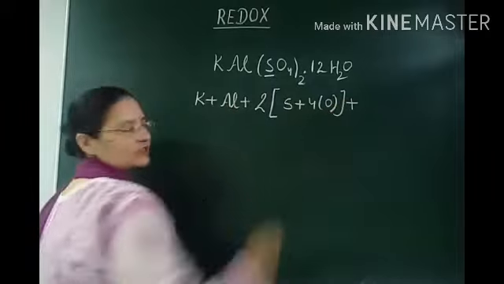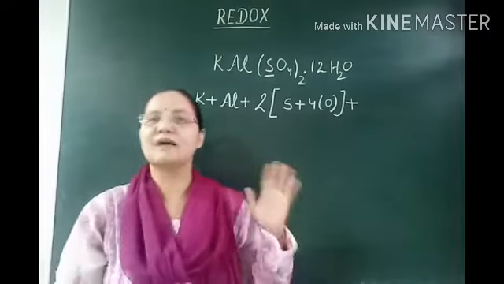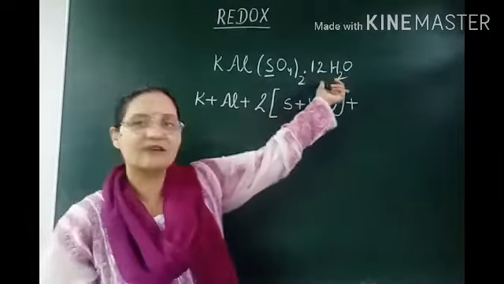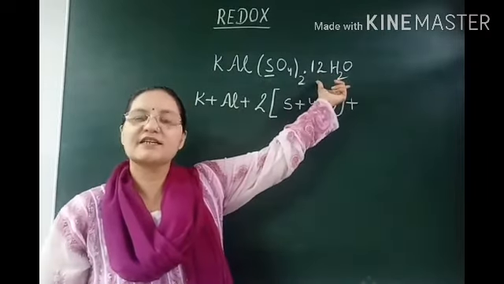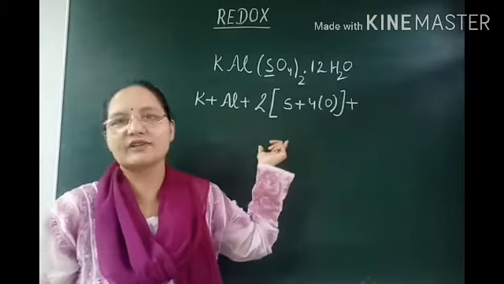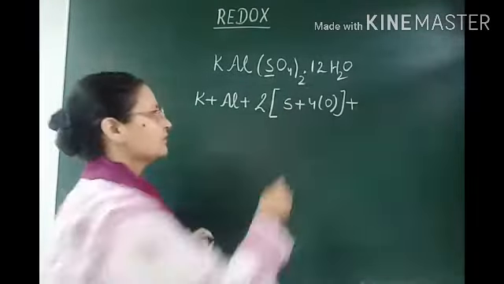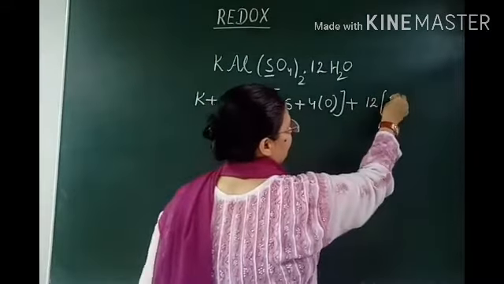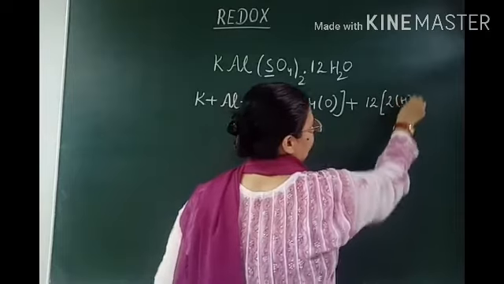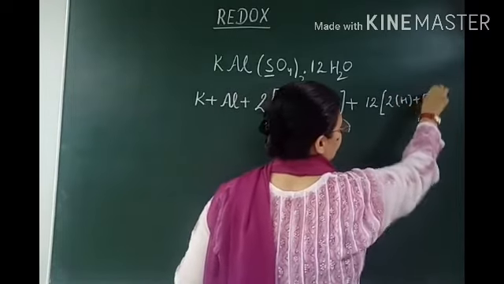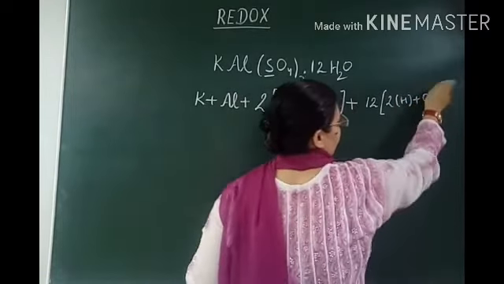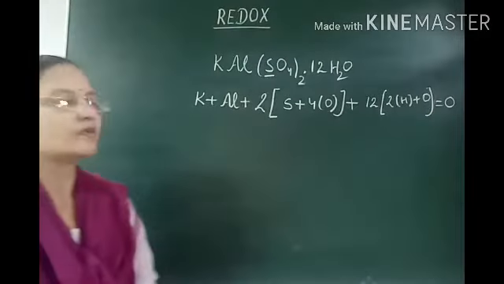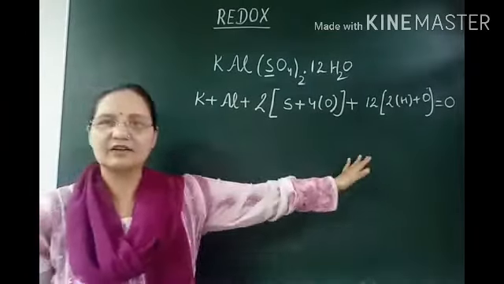Plus dot. Here the dot doesn't mean multiply. It is for crystalline water. So we also have to add the oxidation numbers of the water molecules along with the example. So 12 molecules of 2 hydrogen and 1 oxygen, and total is 0. I have noted each and everything over here.